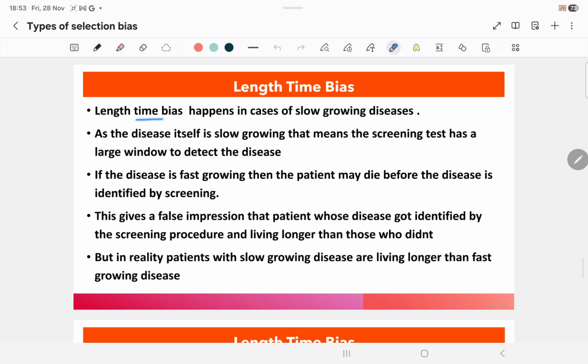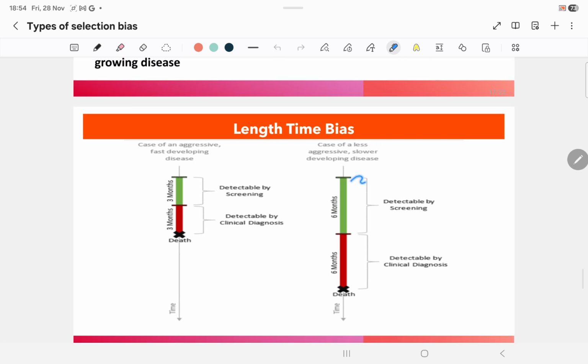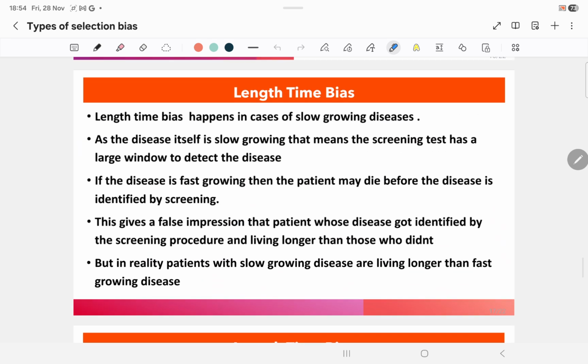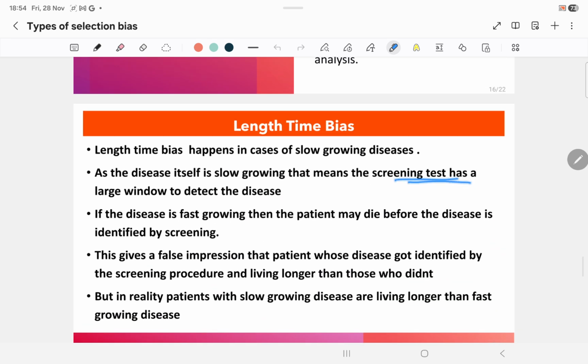So length time bias happens in case of slow growing diseases, as the disease itself is slow growing. The disease is slow growing. That's why people are living longer. The disease itself being slow growing means that the screening test has a large window to detect the disease. This large window before the symptoms develop, compared to this. So the screening test has a larger window to detect the disease.